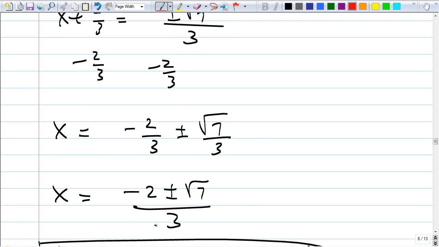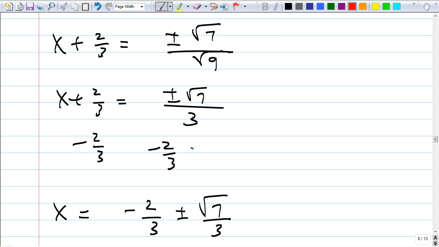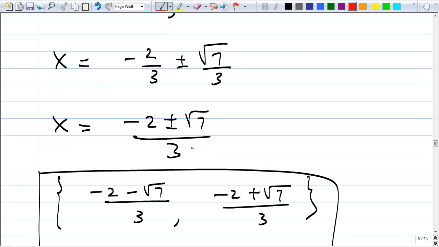It was 7 over 9 right here, but it was square root of 7 over square root of 9. What is square root of 9? You have to simplify that, right? Because you don't want the denominator to have square roots. Any other question? Do you see how we get 2 solutions? Do you think you could do something like this on your own?